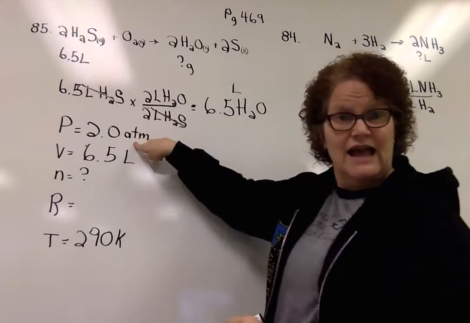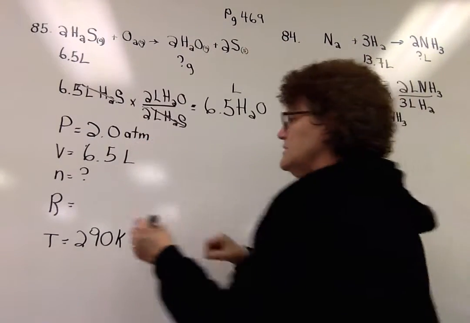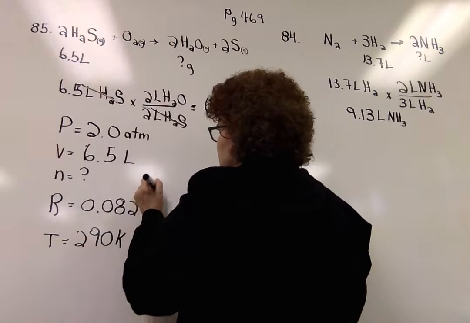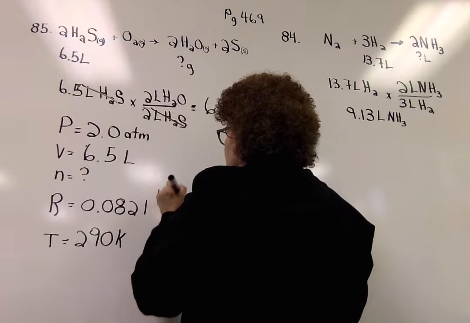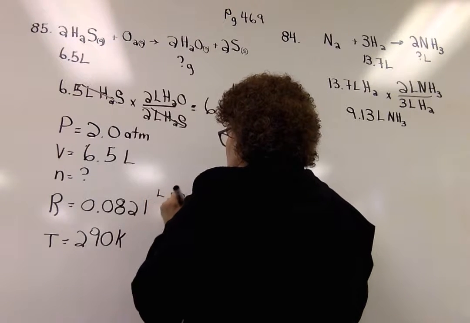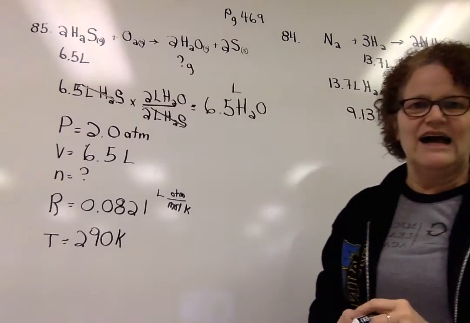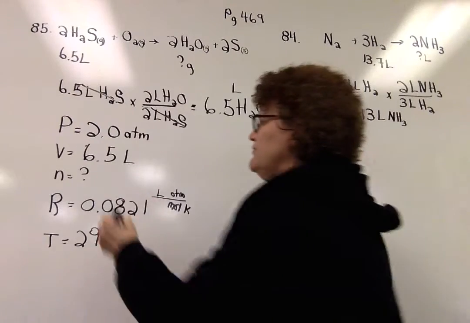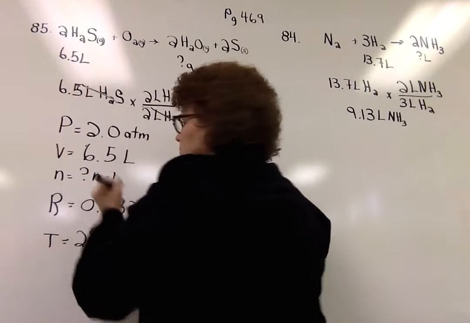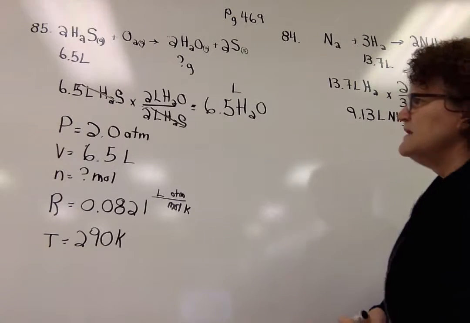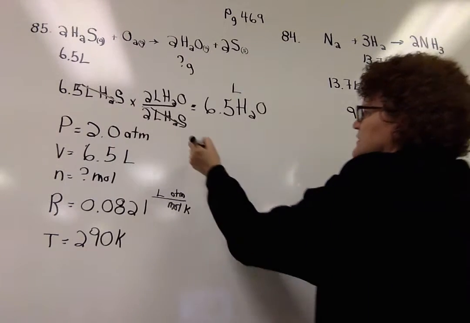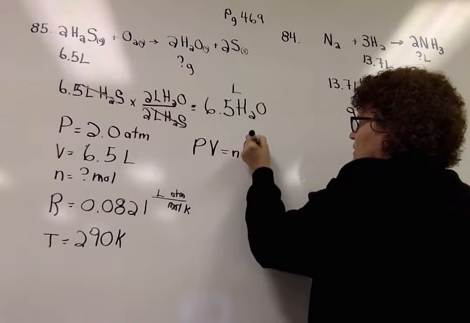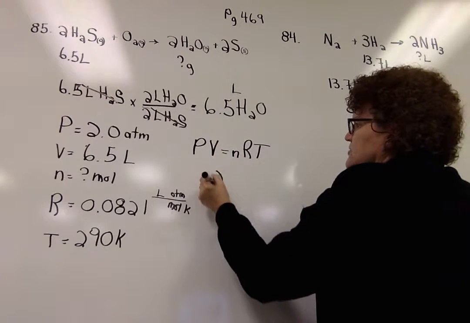Now let's look at that R. Because the pressure is in atmospheres, we're going to use 0.0821 liter atmosphere per mole Kelvin as our R unit, right? So we're solving for the number of moles. Okay? So now this is the ideal gas law. So we're just going to fill everything in. So this is PV equals nRT.